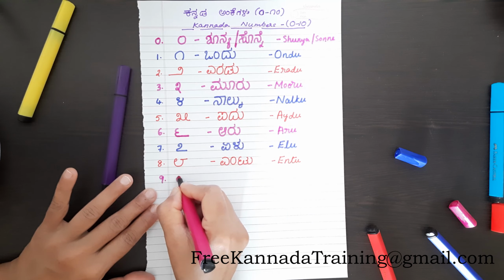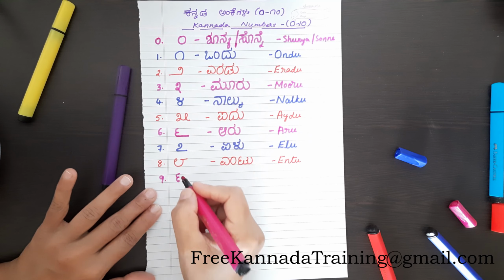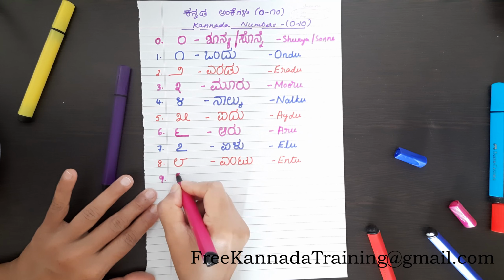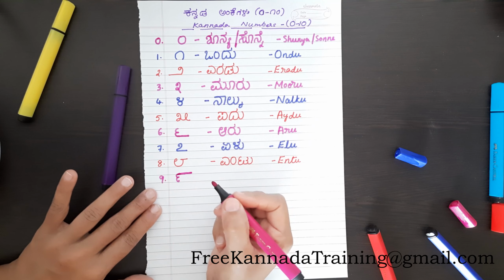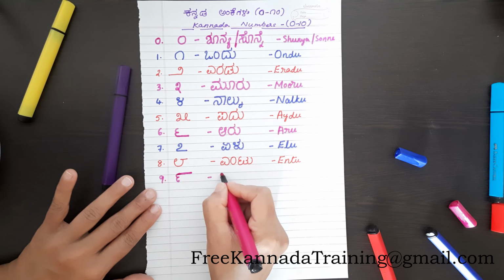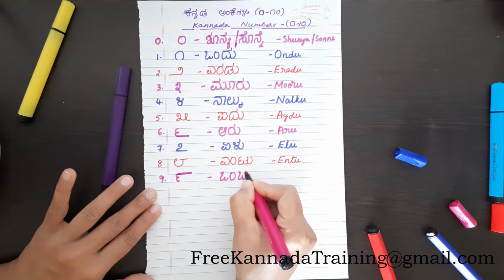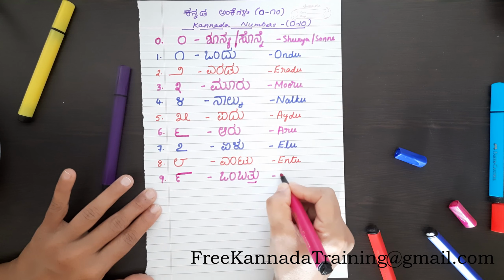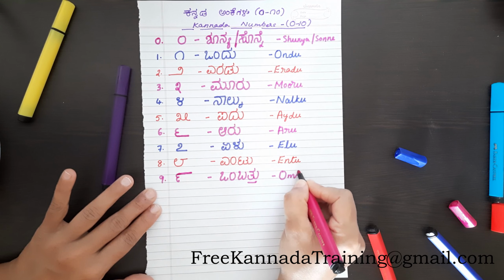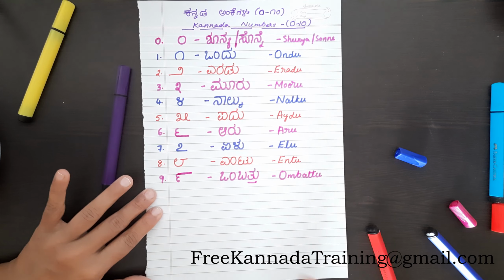And again 9 or Ombattu is ulta 3 and upper line is longer. This is Ombattu.